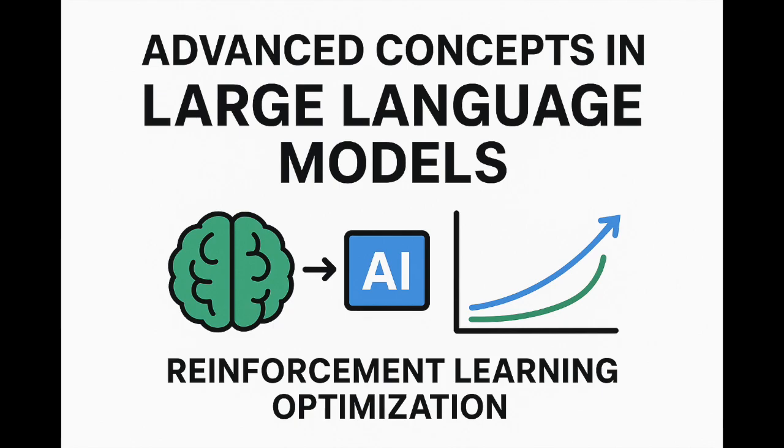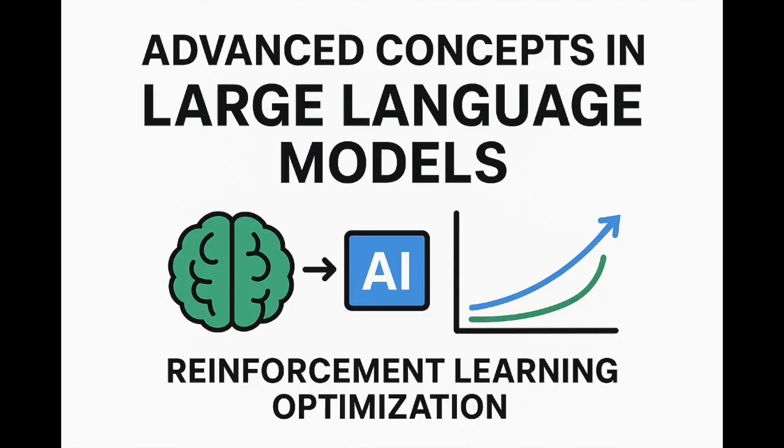PPO aims for safe learning speed. But this is key. It still requires training that separate reward model and another component called a value or critic model, which also takes resources. Okay, so PPO is stable but complex. That complexity, especially the critic model, led to efforts to simplify things, right? Like GRPO, Group Relative Policy Optimization.